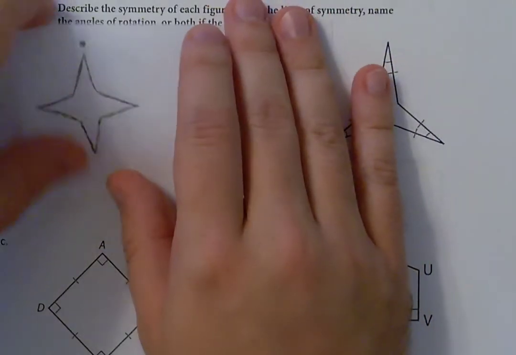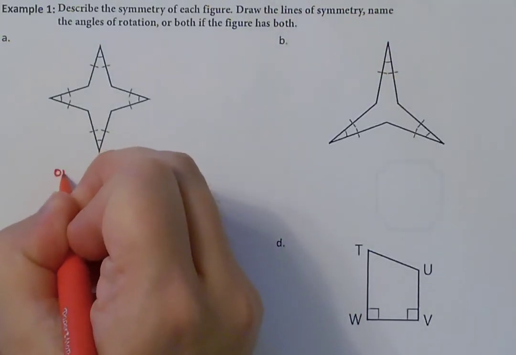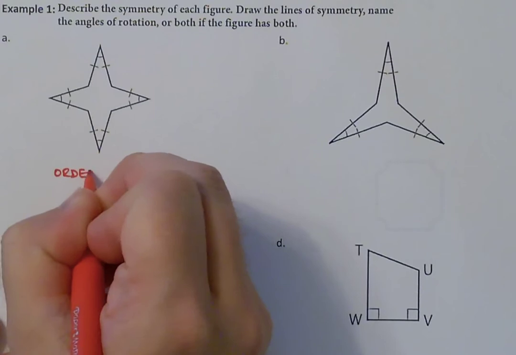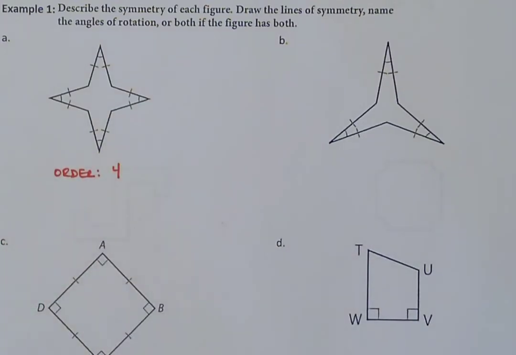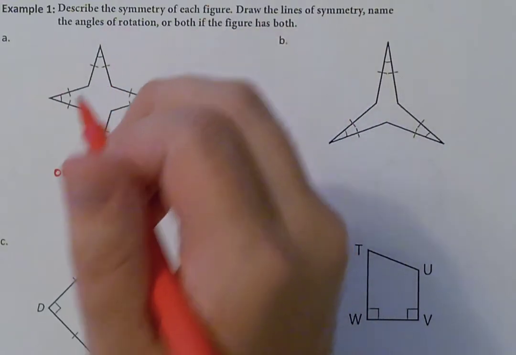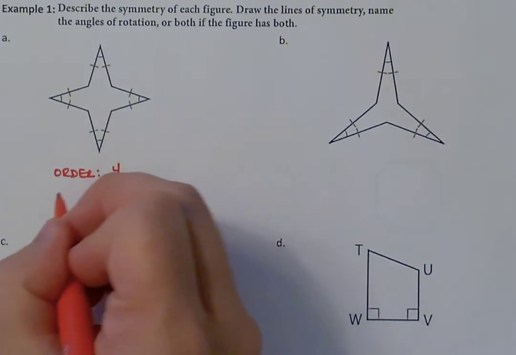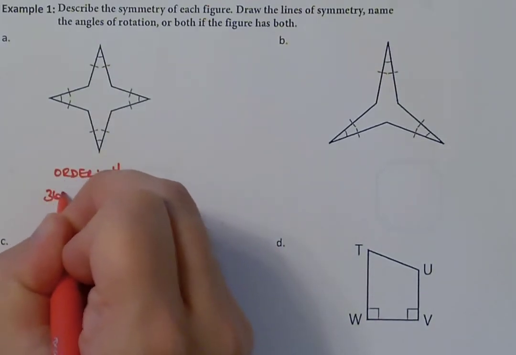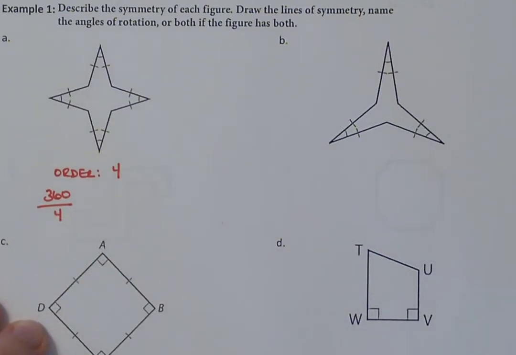So my order of rotation, my order is the number of times it maps back onto itself. In this case, it would be 4, because it mapped back onto itself 4 times. And using that 4 to figure out our rotational symmetry, we're going to take 360 and divide by 4.